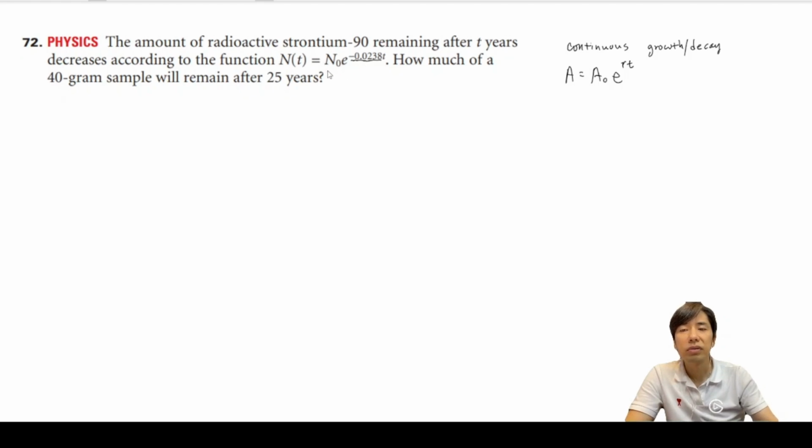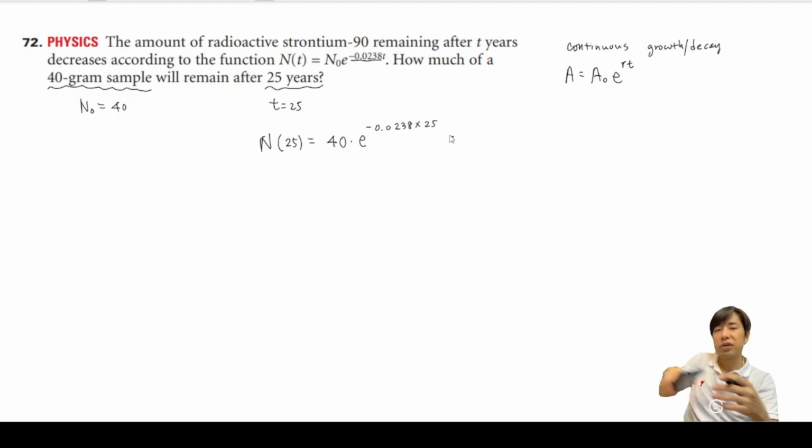So you just plug in the numbers here. How much of a 40-gram sample will remain after 25 years? So this is the initial amount. So N0 in this case is 40 grams. After 25 years, so t is equal to 25. So plug this number in here. So basically what you're finding is N25. So N0 is 40 times e to the power of negative 0.0238 times 25. So you need a calculator for this.